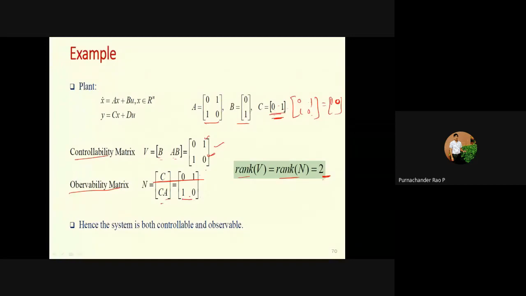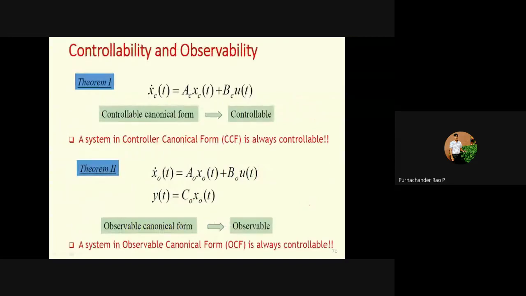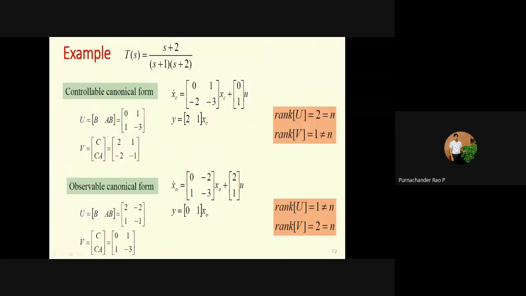Okay, so this is also having the same rank. So both of these are controllable and observable. Just a mirror, you can learn controllability and observability duality.